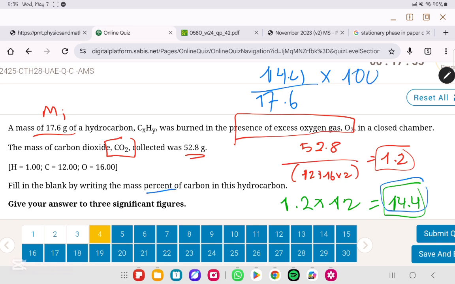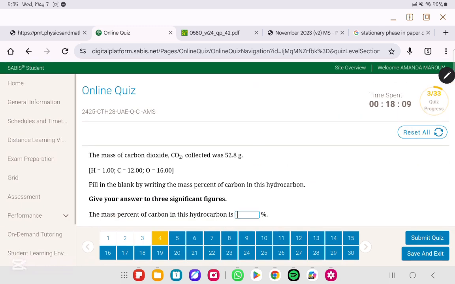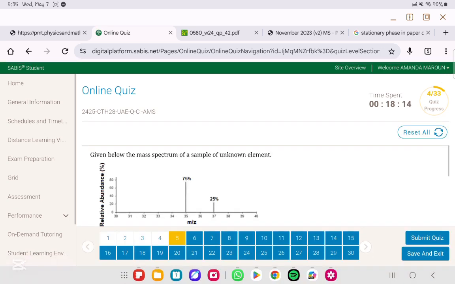So 14.4 over 17.6, multiplied by 100, you will get it to be what? 81.8. Why? Because they needed 3 significant figures. So it is 81.8%. We move on to question number 5.